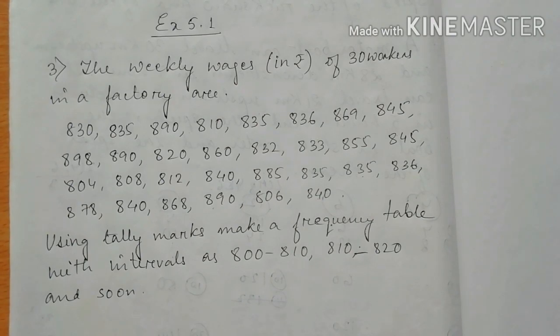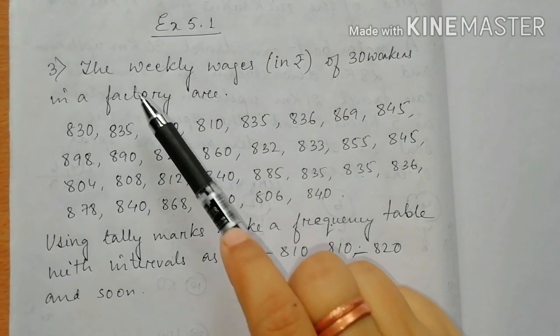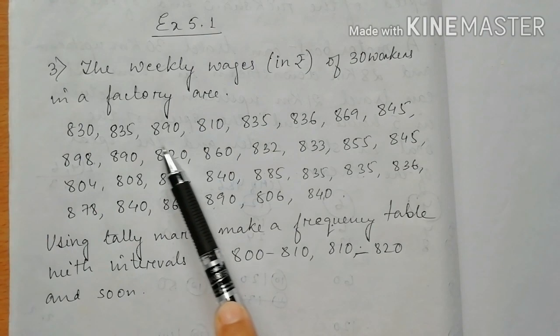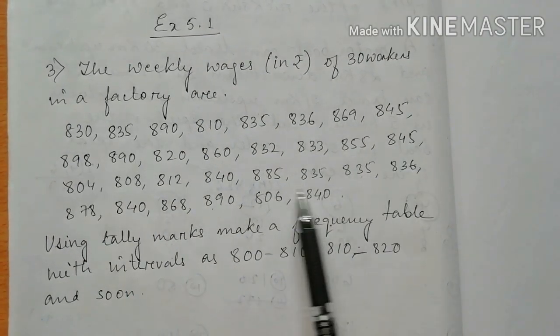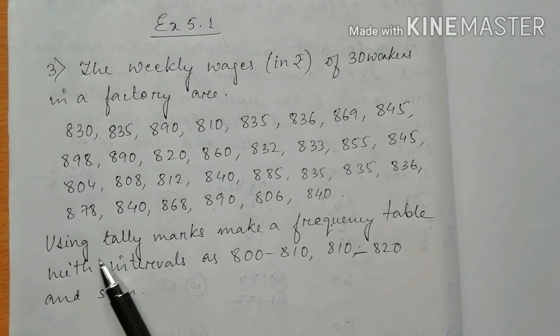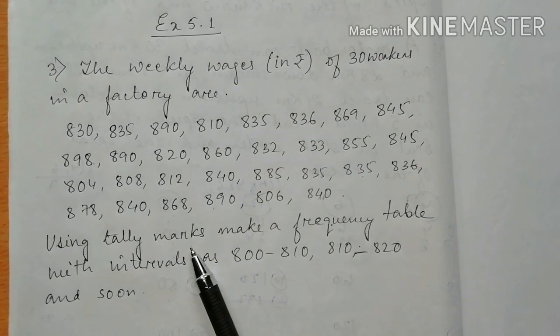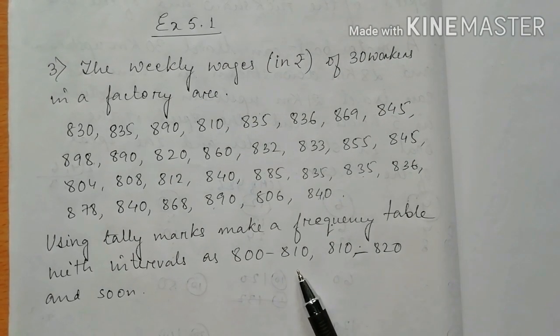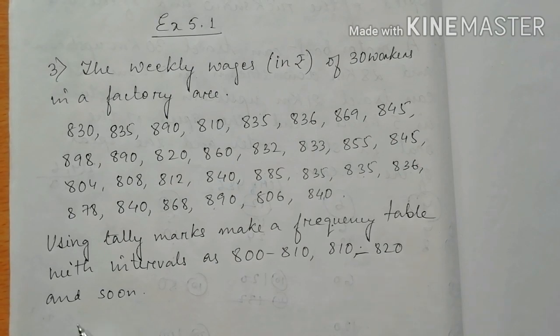Today we'll start exercise 5.1, question number 3. In this question, the weekly wages of 30 workers in a factory are given to us. These are the observations, this is the information given. We need to make a frequency table using tally marks, with intervals as 800 to 810, 810 to 820 and so on. So let us proceed.